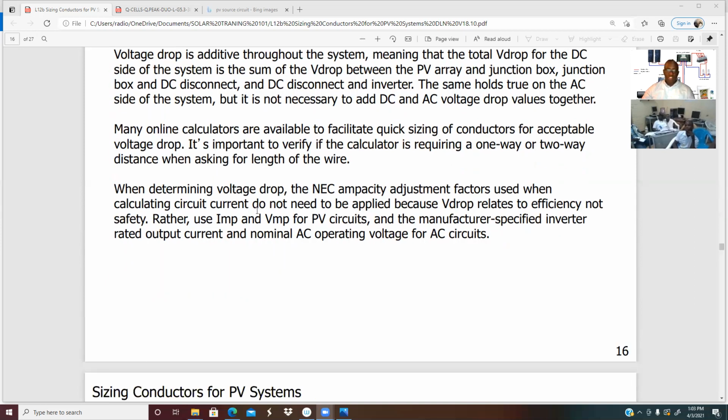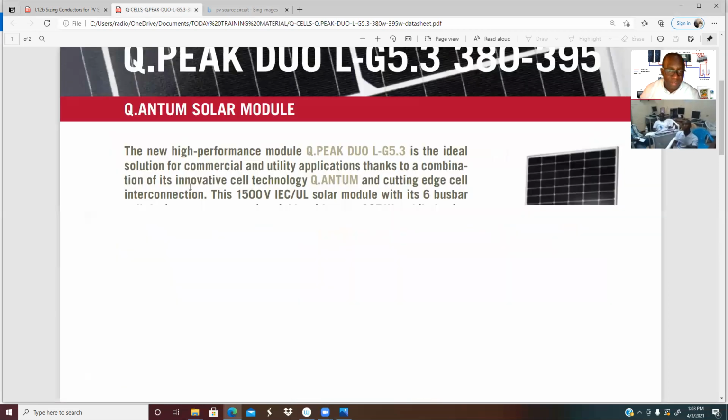When determining voltage drop, the NEC adjustment factors used when calculating circuit current do not need to be applied, because voltage drop relates to efficiency, not safety. Rather, use Imp and Vmp for the PV source. So let's go back to the PV source and look for Imp and Vmp.